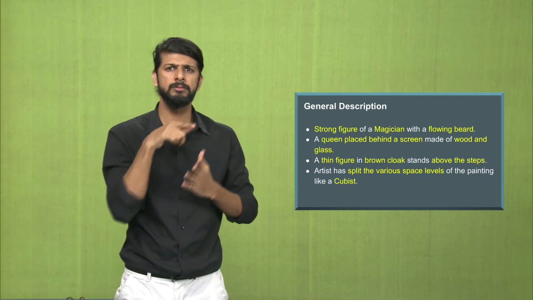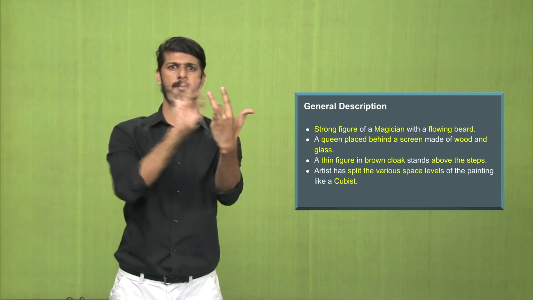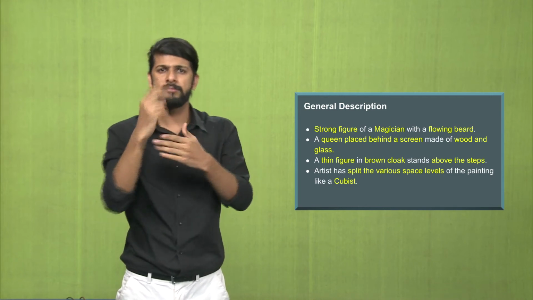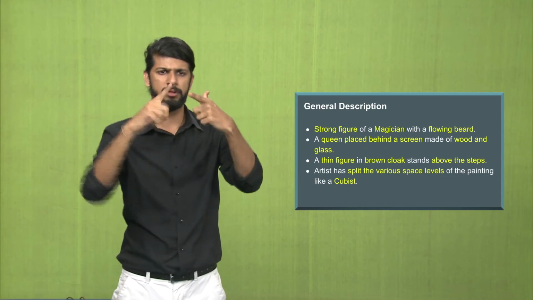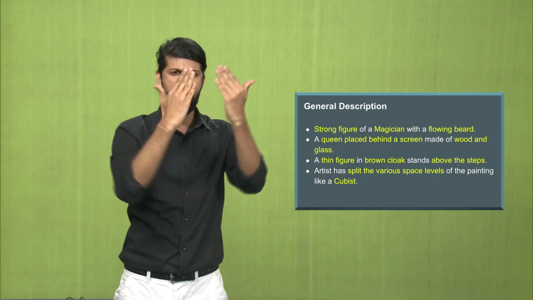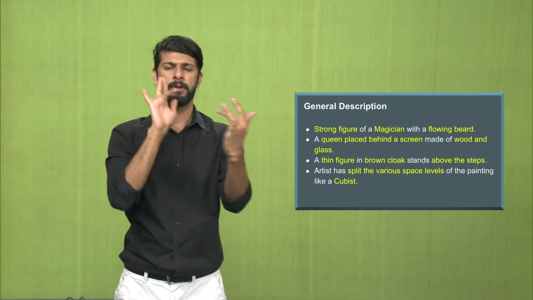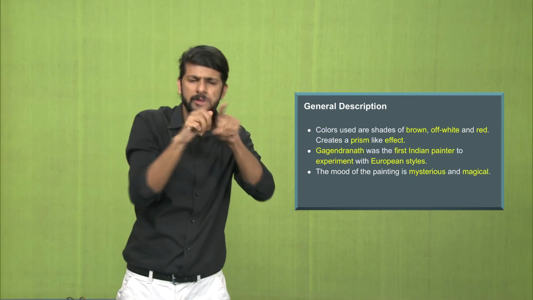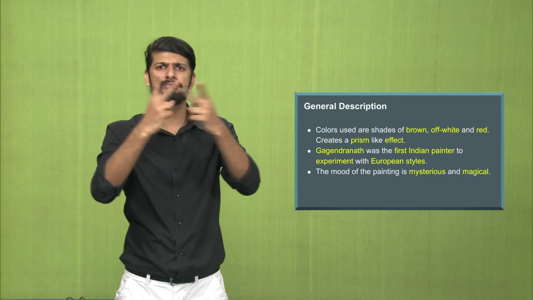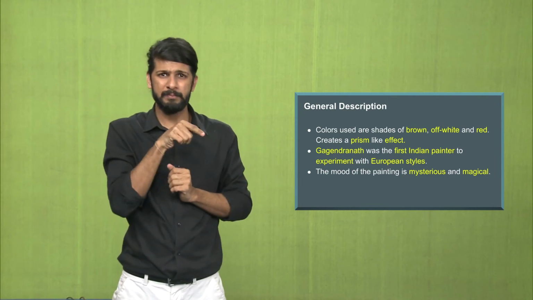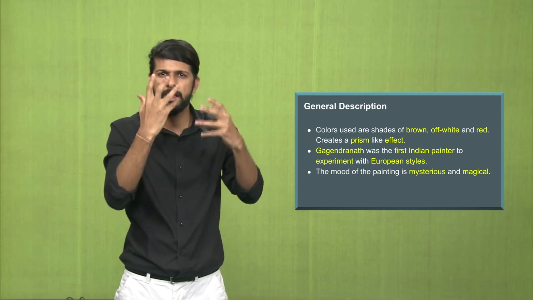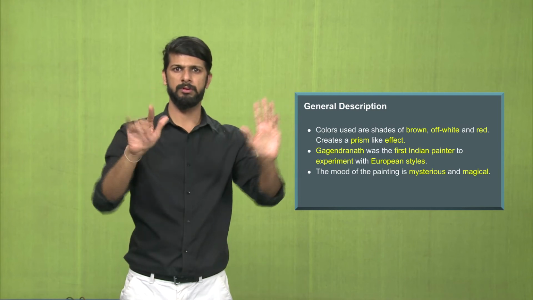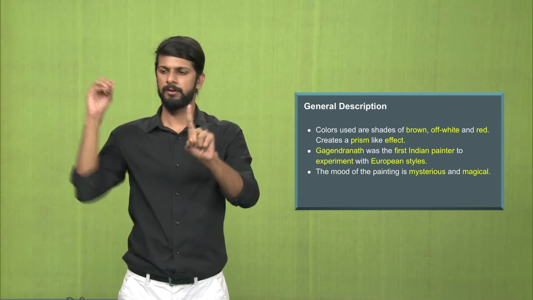The artist has very creatively split the various space levels of the painting, like the cubist. The colors are brown, off-white and red, and they also are creating a prism effect.